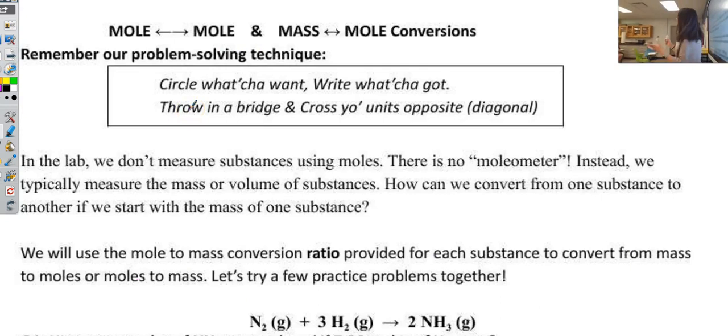Okay, so let's start off with our problem solving technique. Remember, everybody's going to say this with me. Circle what you want, write what you got, throw in a bridge, and cross your units opposite. Here we go, ready? Circle what you want, write what you got, throw in a bridge, and cross your units opposite. Now remember, the opposite is not to the side, it's actually diagonal. You need to remember this.